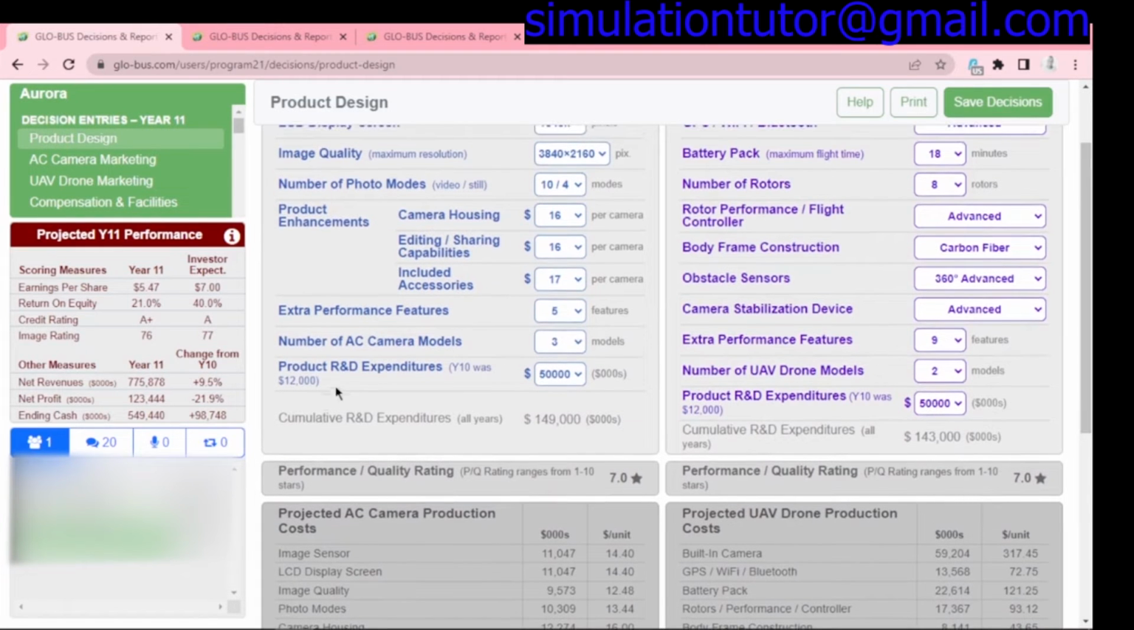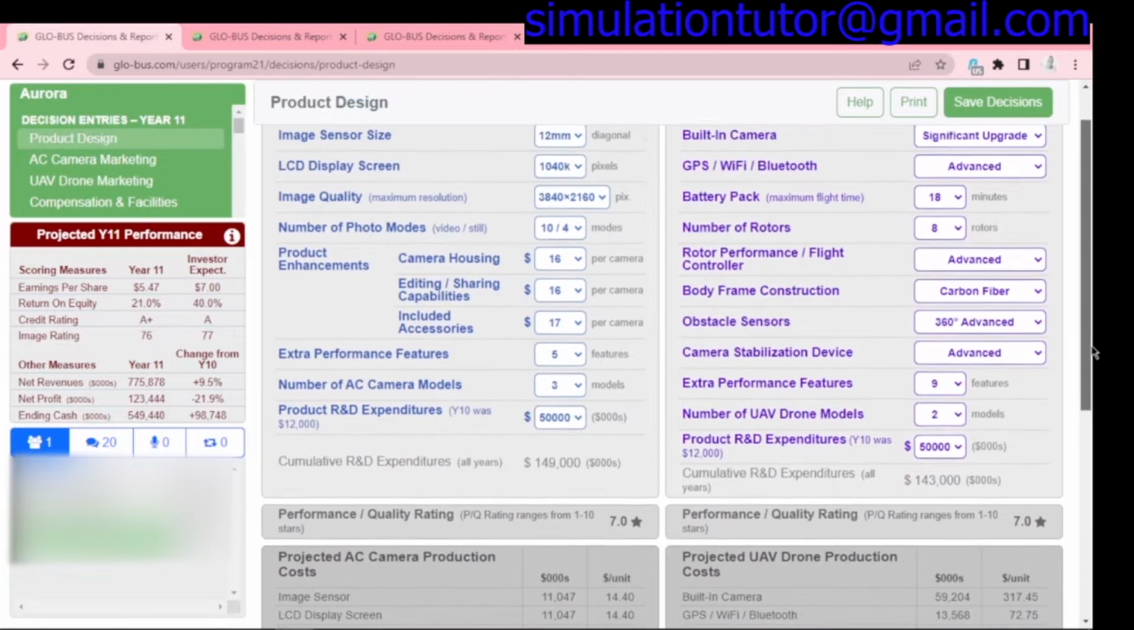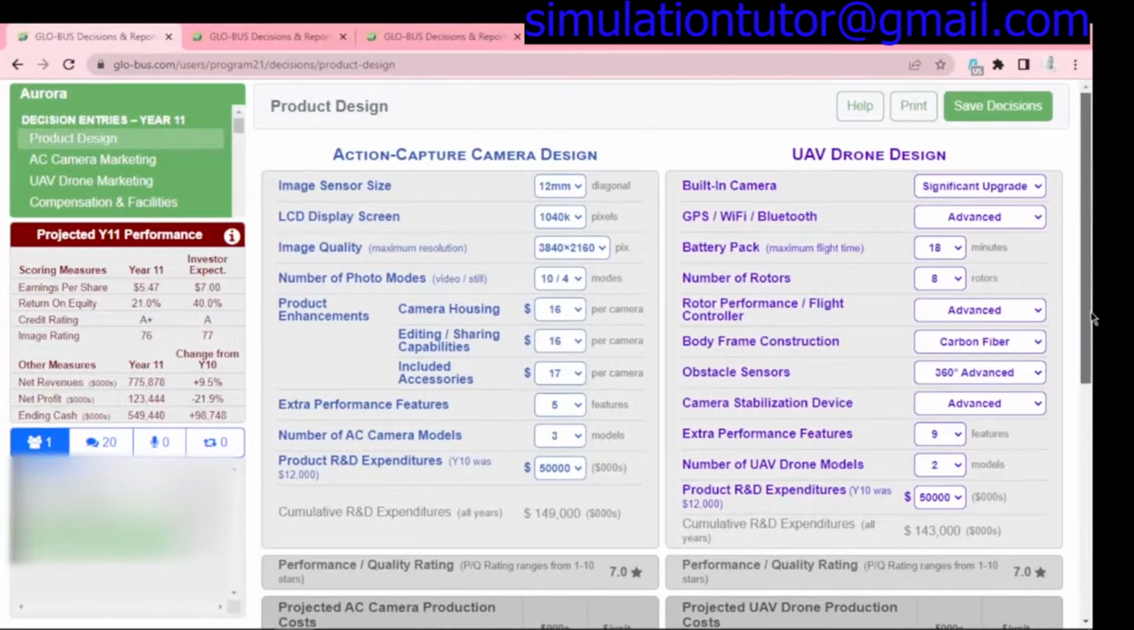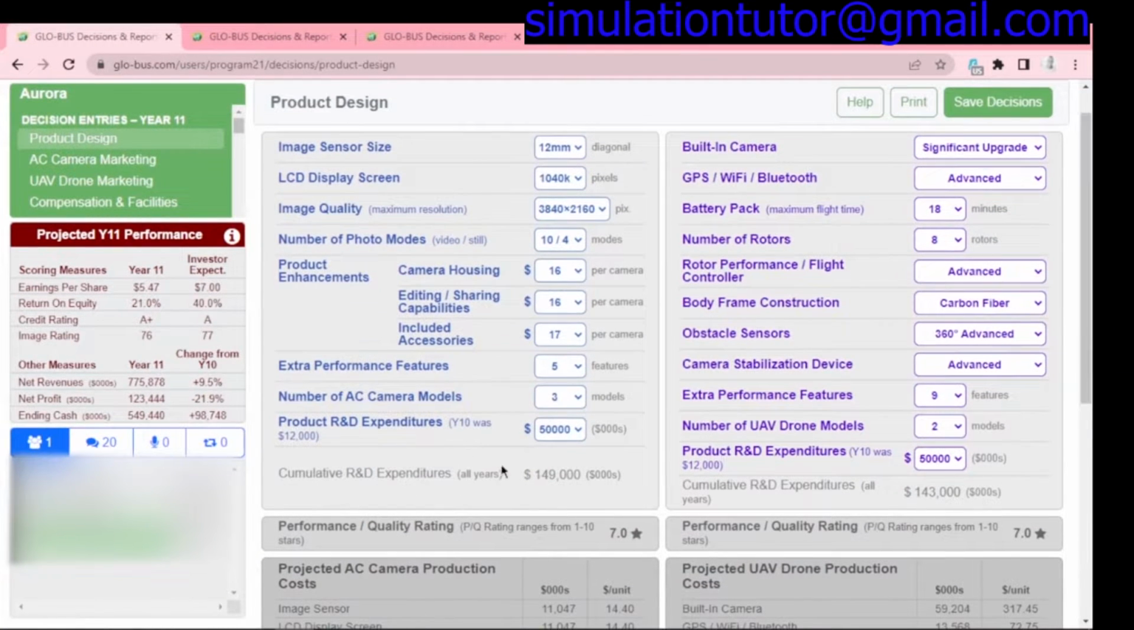So I also realized that under the product and R&D expenditure, I was lagging behind. That's why I've maxed up the product and R&D expenditures in all the regions, and I just want to catch up with the industry. So I'll max up the R&D expenditures before I make decisions.